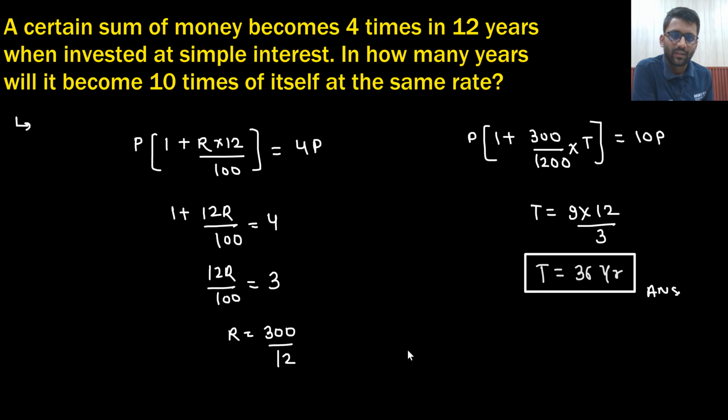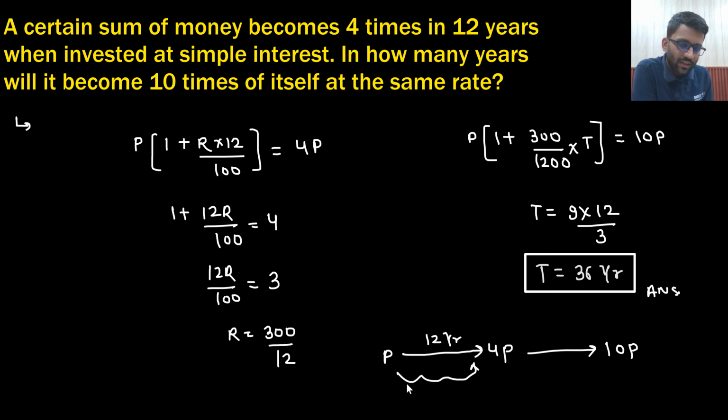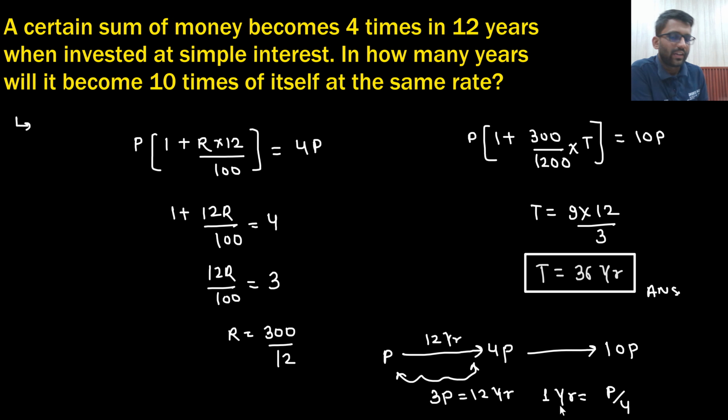Now how would you have done it? In 12 years it became from P to 4P, and you would need it to be 10P. So how much did you take from me here? 3P. You took 3P in 12 years. So in 1 year how much are you taking? P by 4. In 1 year you are taking P by 4 from me, and you need to go from 4P to 10P. That means you need to take 6P from me.